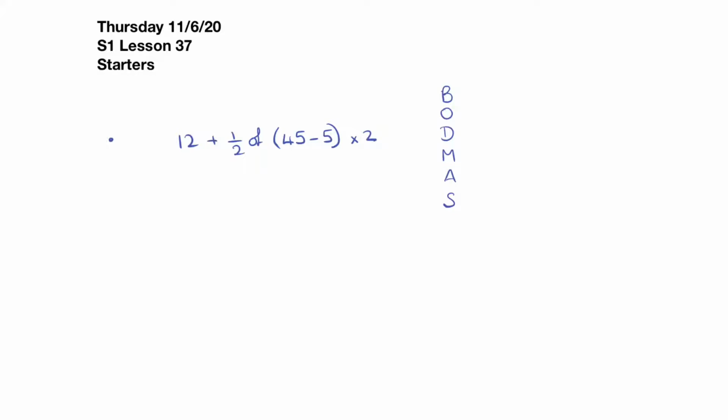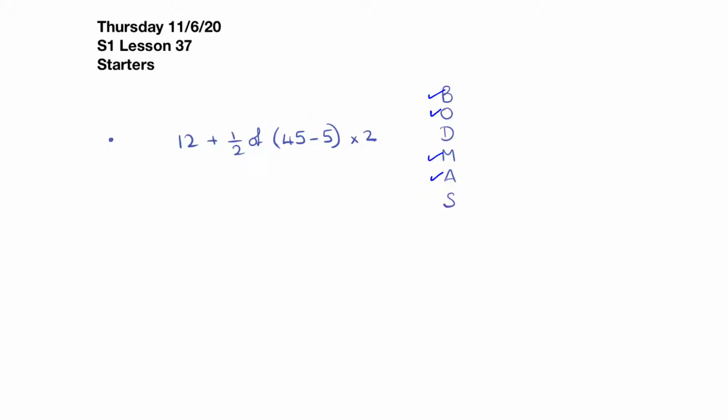Hello, we've just got one starter to do today because we've got quite a lot to get through. So I've written BODMAS out at the side because we've got quite a few different things involved in this question. We've got an add, we've got an of, we've got a bracket, and we've got a multiply. So there's quite a lot going on here. So let's get rid of that.